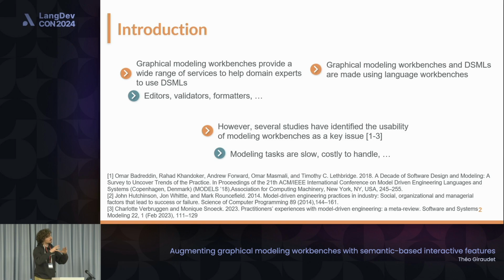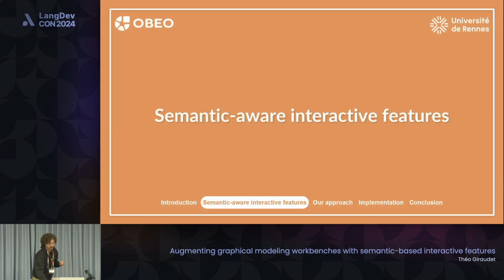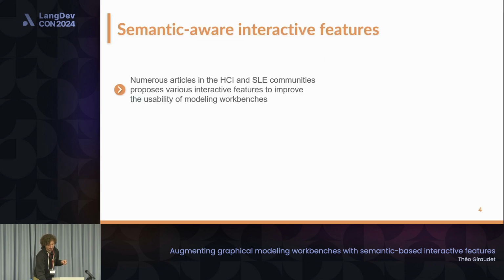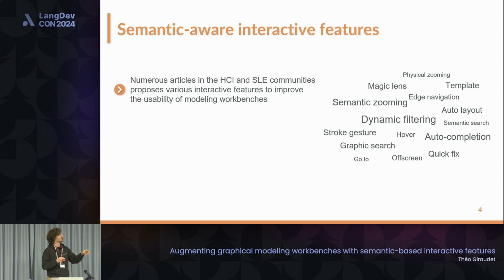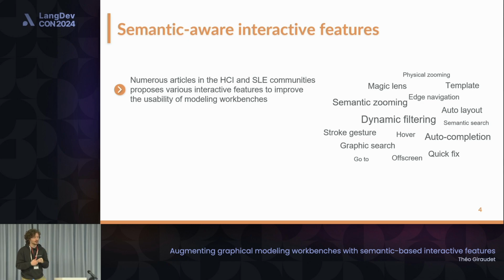Before talking about the approach we propose, here are just some examples of interactive features we can find in the literature and in some modeling workbenches. I think you already know some of them. We can talk about dynamic filtering, auto layout, graphical search, physical zooming, semantic zooming, etc.